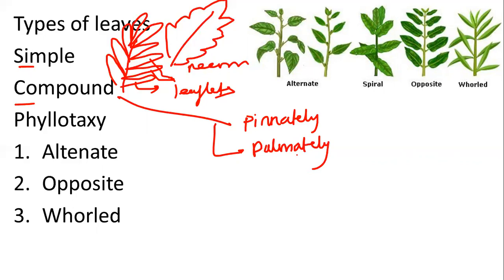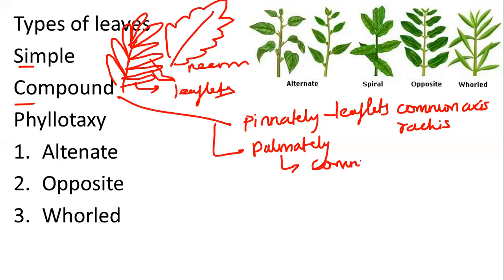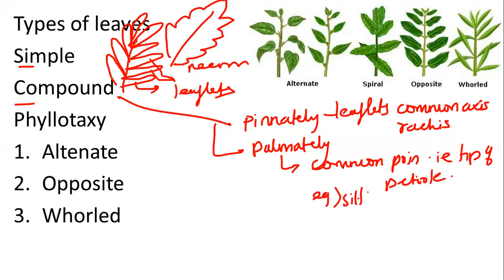Pinnately means the leaflets are arranged on a common axis, in one single axis, and that common axis is called the rachis. Palmately compound leaf means the leaflets are attached to a common point, which is the tip of the petiole. An example of palmately compound is silk cotton.